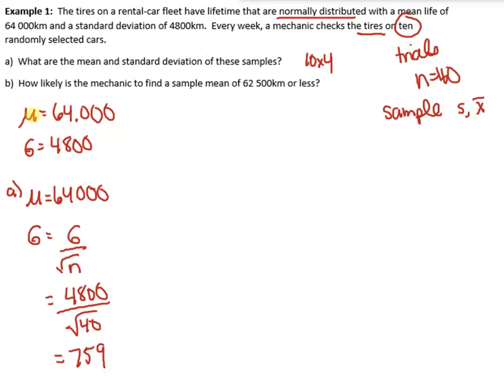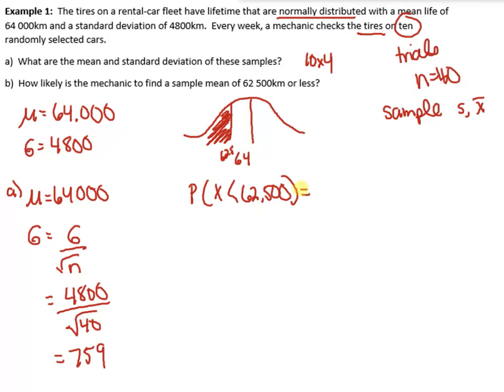Now, part B asks, how likely is the mechanic to find a sample mean of 62,500 kilometers or less? The mean was 64,000, so we're going to go 62.5. So what's the probability that X is less than 62,500?